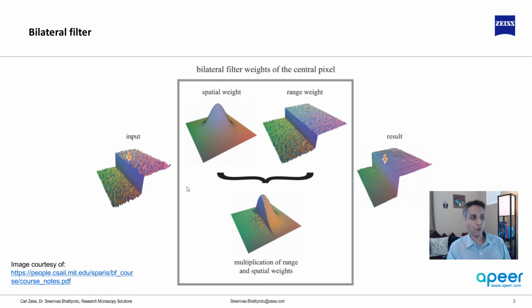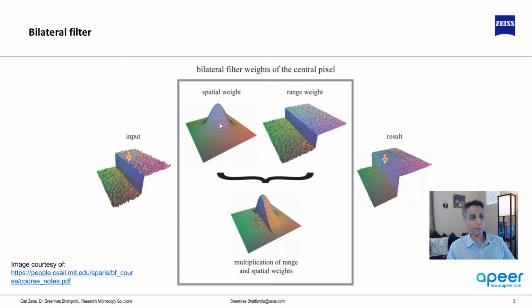And by the way, I borrowed this image from this excellent paper, the course notes from MIT. Okay, here is the link, and the PDF actually talks a lot more about bilateral filter if you're interested in understanding it in very depth. But this image summarizes the whole story.